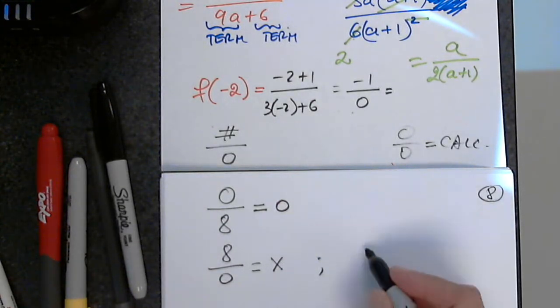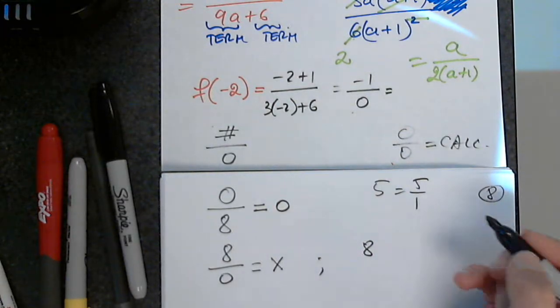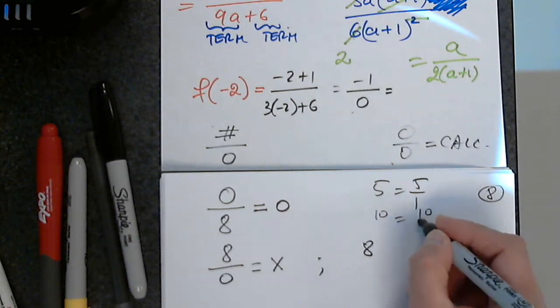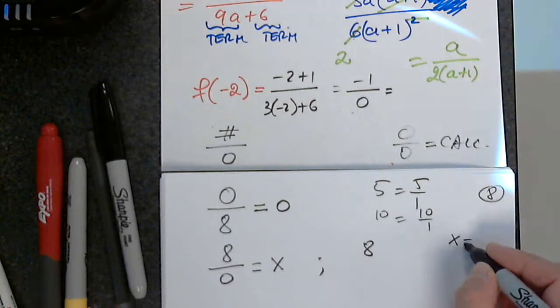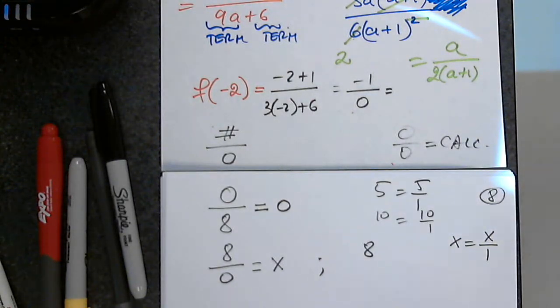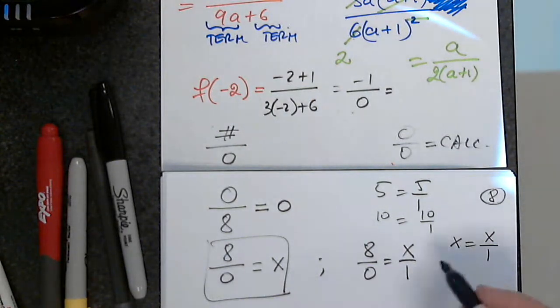So now I'm going to do this. Is 5 the same thing as 5 over 1? Is 10 the same thing as 10 over 1? Well, then in that case, you will agree that x can be rewritten as x over 1. Acceptable? So then I will rewrite this equation as 8 over 0 equals x over 1. Would you agree? x or x over 1 must be the same.